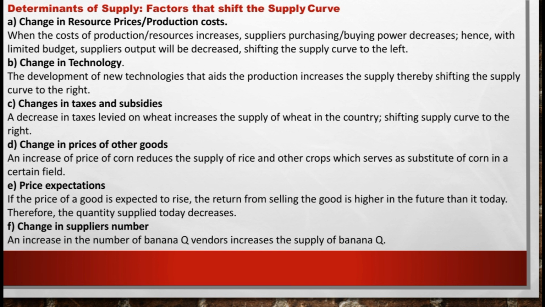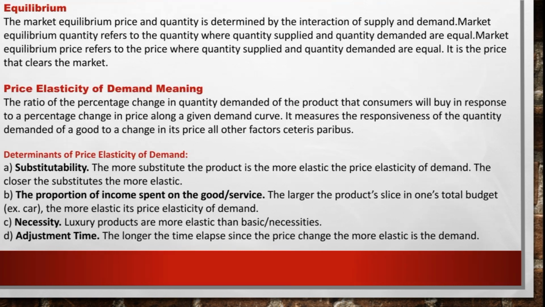Letter E, price expectations. If the price of a good is expected to rise, the return from selling the good is higher in the future than today. Therefore, the quantity supplied today decreases. And lastly, letter F, change in suppliers' number. An increase in the number of banana Q vendors increases the supply of banana Q.